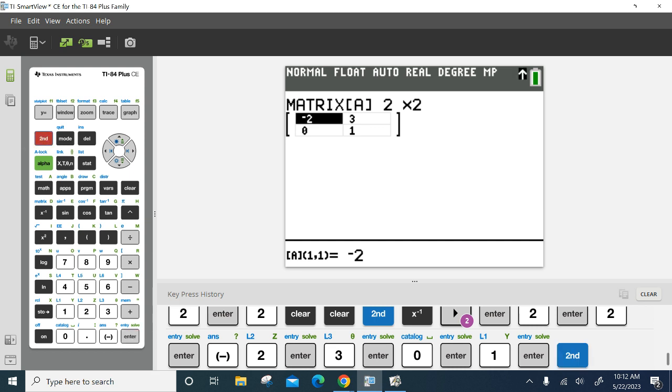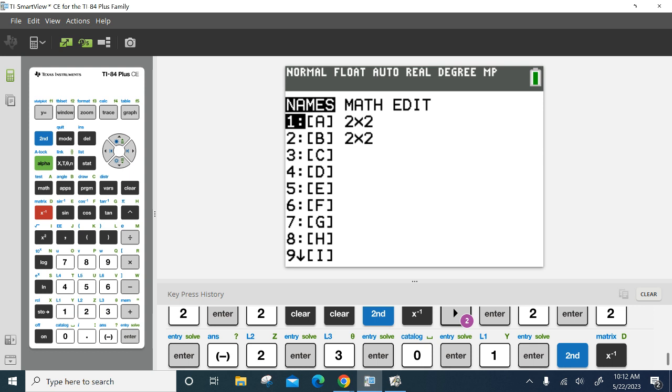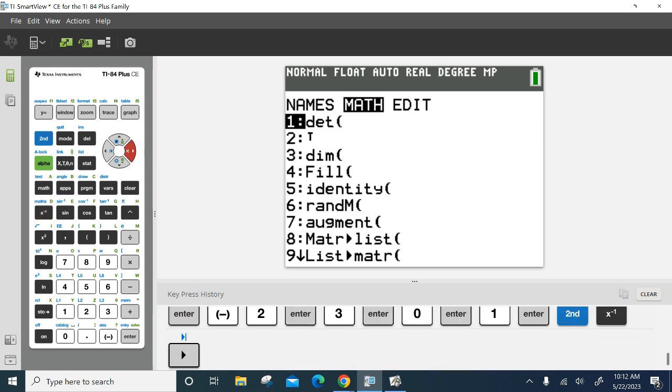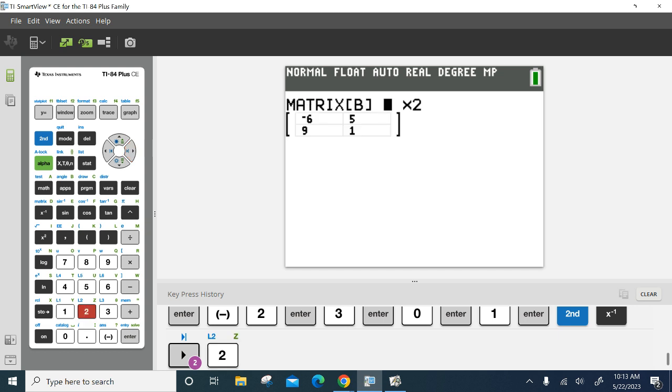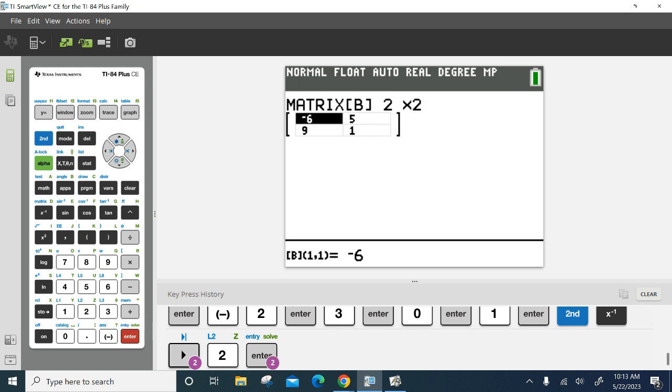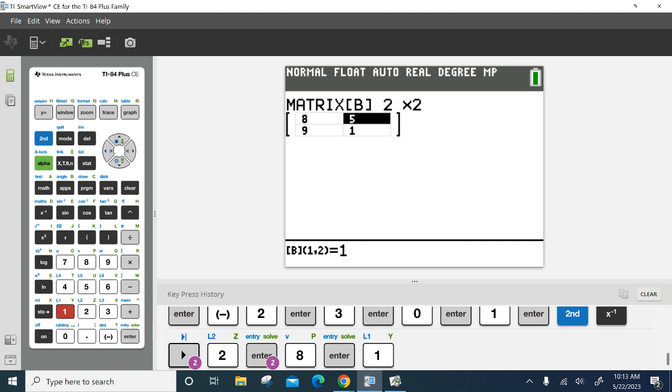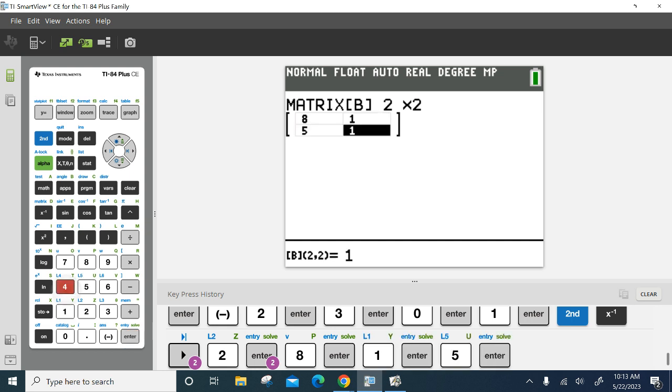Here we go. Second x to the negative 1. Scroll over to edit still. And now you want to edit matrix B. And call that whatever type, which I believe is another 2 by 2. I just had some stuff in there from last class. So 8, 1, 5, 4.